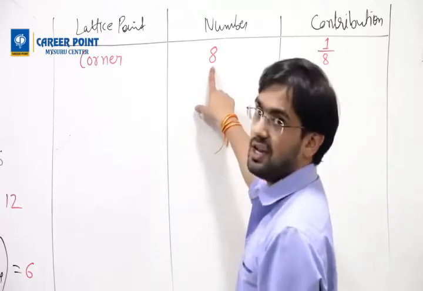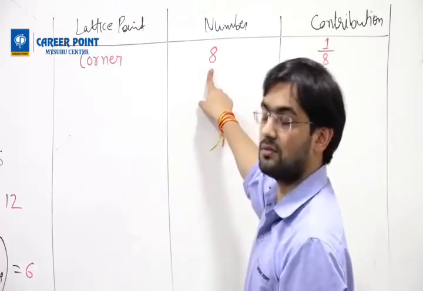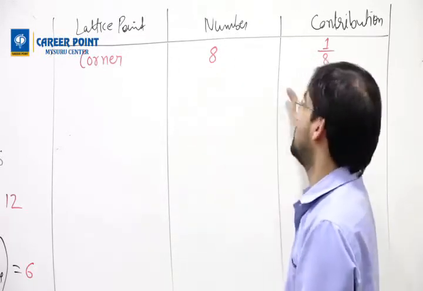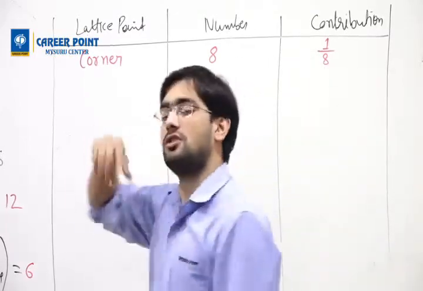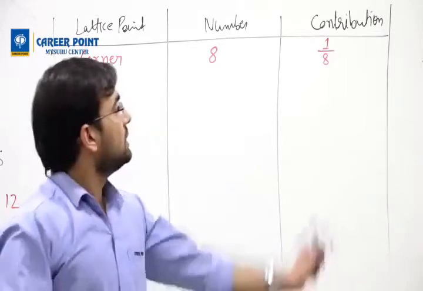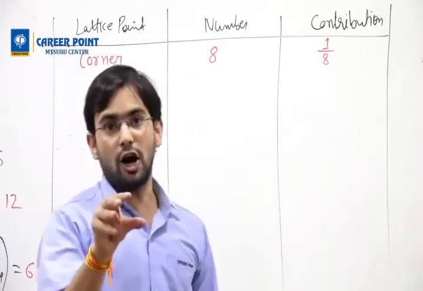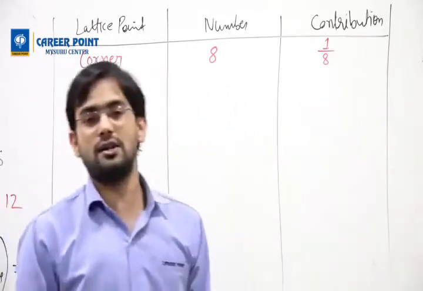Don't memorize it like this. This is 8 because in a cube there are 8 corners. The contribution is 1 by 8 because one corner is surrounded by 8 unit cells.